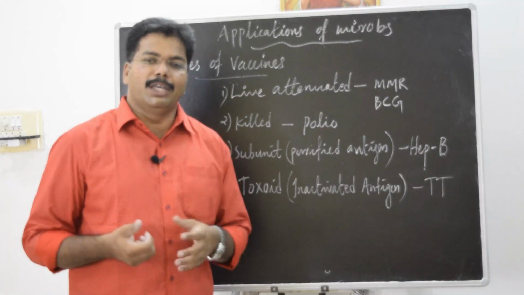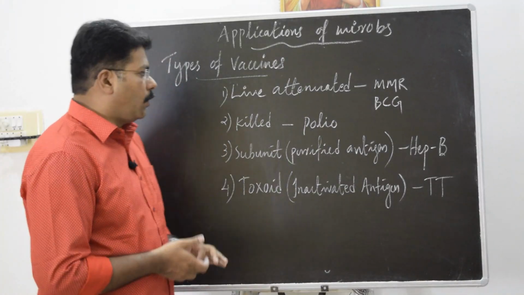It is a very dangerous one. So by taking an injection of TT, we are actually getting immunity against the tetanus. If we are looking into the types of vaccines, they are four.